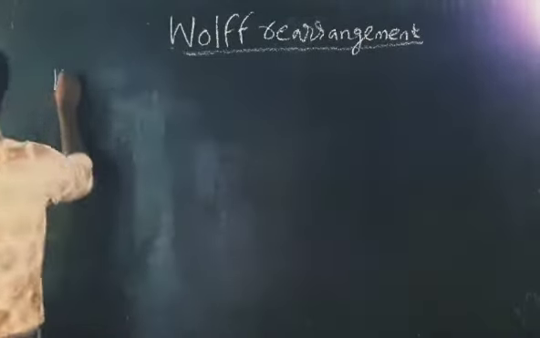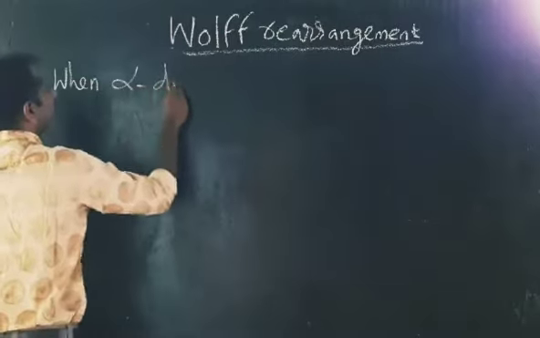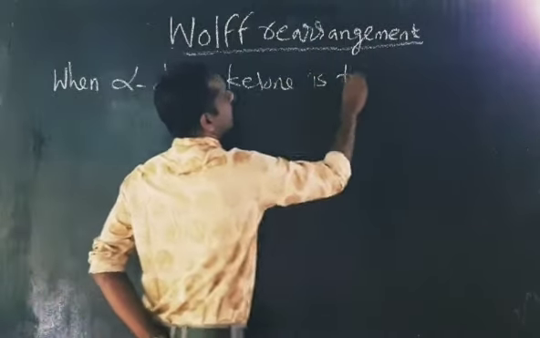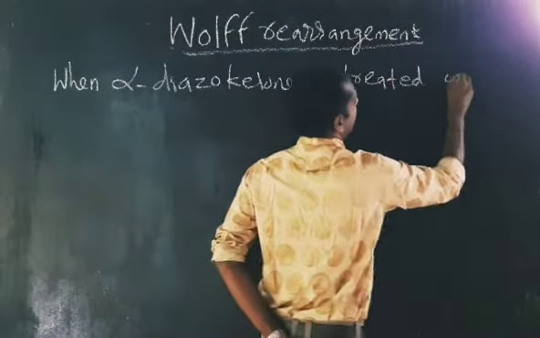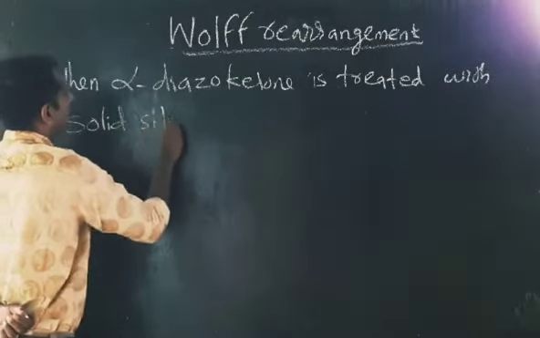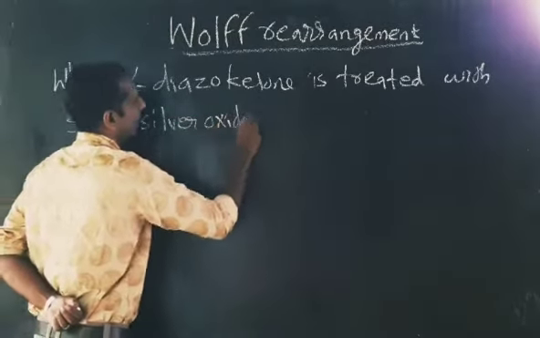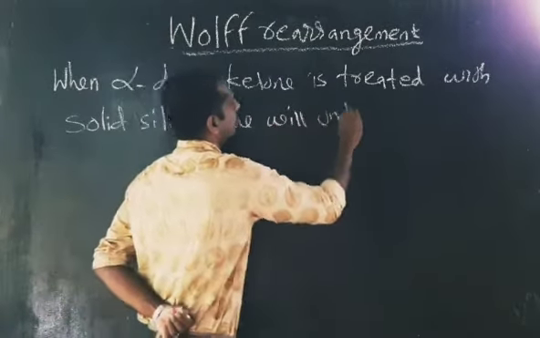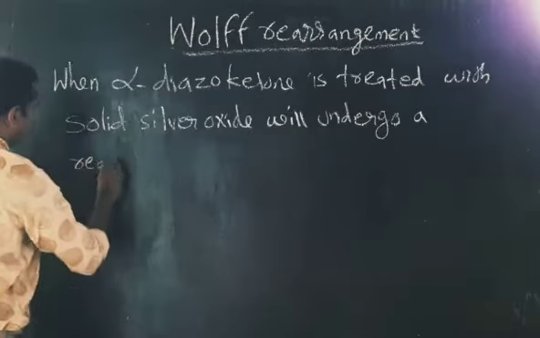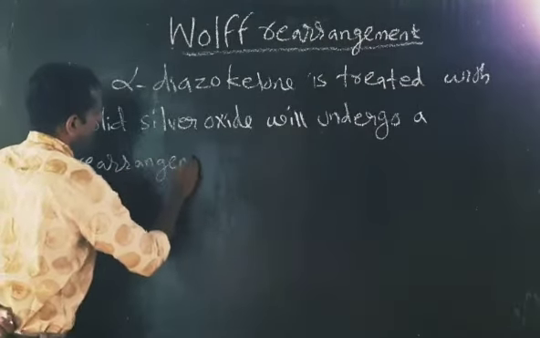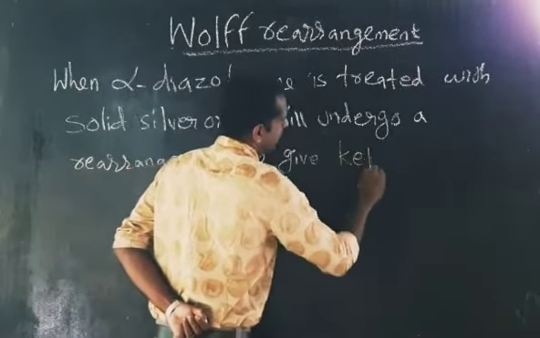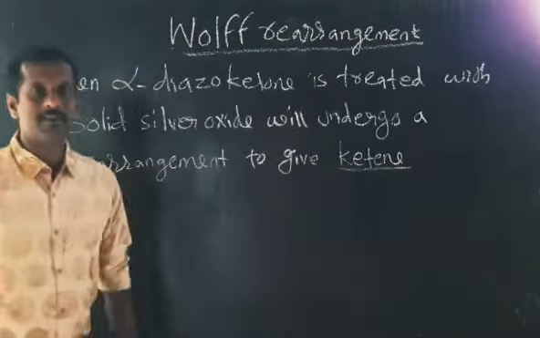When alpha diazoketone is treated with solid silver oxide, it will undergo a rearrangement to give ketene. This rearrangement is known as a Wolff rearrangement.